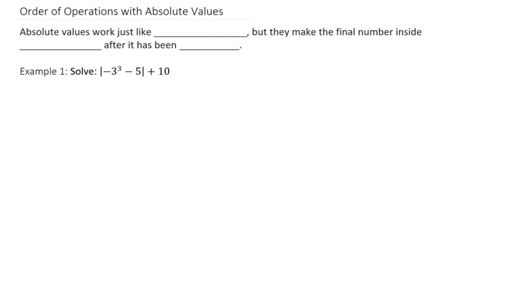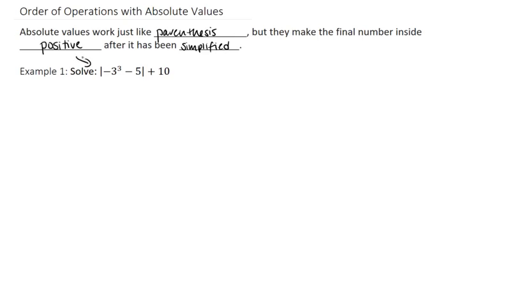Order of operations with absolute values. Absolute values work just like parentheses, but they make the final number inside positive after it's been simplified. So let's go ahead and look at this first example.